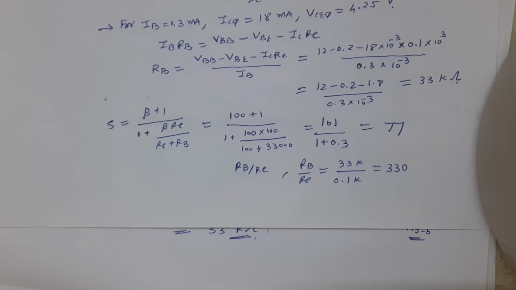The curves are drawn for different values of beta, since the worst case of S, equal to beta plus 1, is when RB upon RE is very large. The curves confirm that for beta of 100 there is little reduction in S when RB upon RE is as much as 330. Now we are discussing the last numerical, example 3.